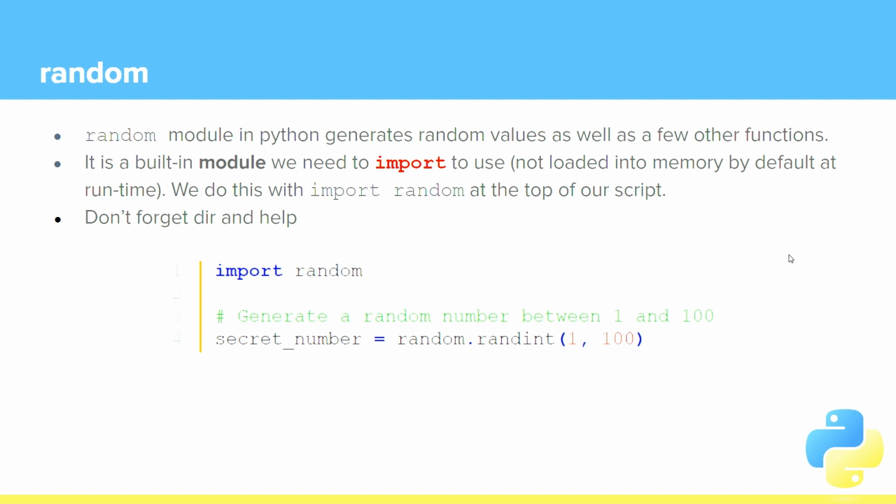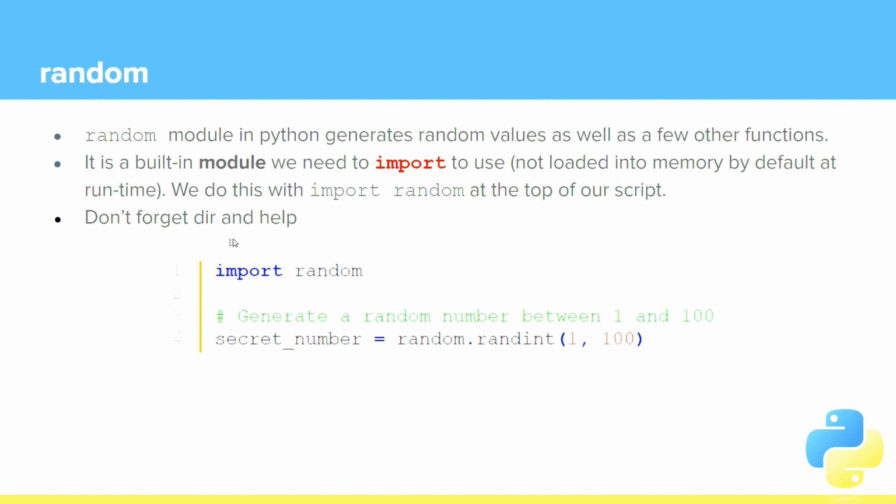We need to specifically import random, right here, at the top of our file in order for our Python code, our script, to include all that code that comes with the random module. It just helps Python be a bit more lean, and we only need to import what we're actually using. We're not going to import everything that Python has to offer. So random will give us those random values, and don't forget dir and help.